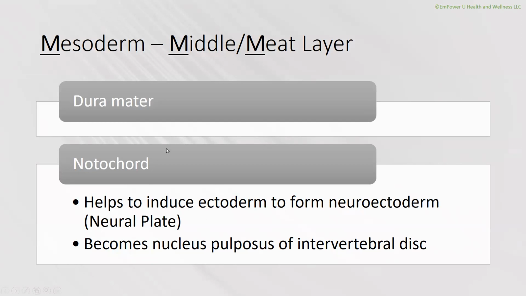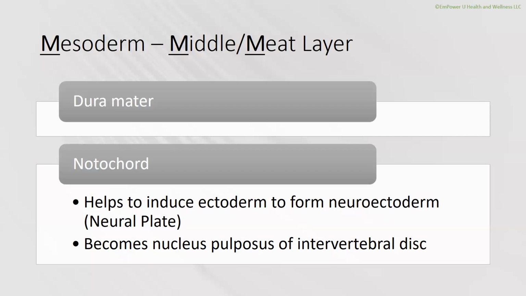The notochord is not a part of the nervous system. The notochord is from mesoderm. It's going to be a midline tube or a midline cord that's created to help induce the ectoderm, the tissue layer that was on top above, to help form neuroectoderm tissue, the neural plate, essentially. The notochord is eventually going to become the nucleus pulposus of intervertebral discs. So the squishy part. So it doesn't completely go away.